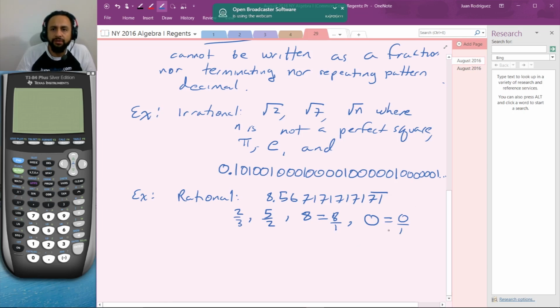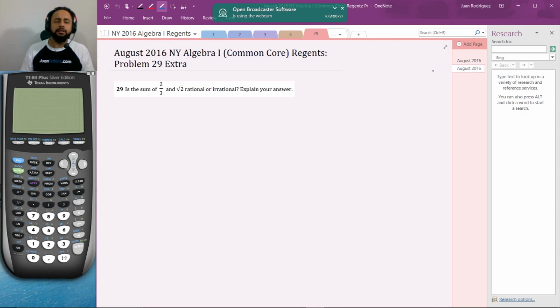Okay, so now we know our definitions, and let's go to an example over here. Is the sum of 2/3 and radical 2 rational or irrational? And explain your answer. This goes a little bit beyond what the previous problem was, so I suggest you pause the problem and think about this one.